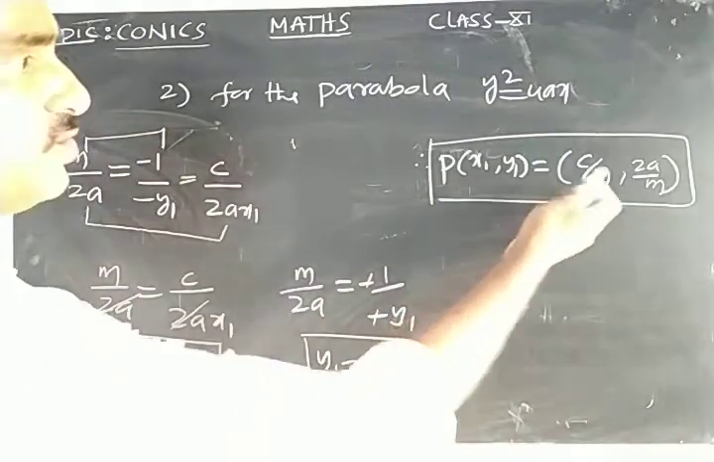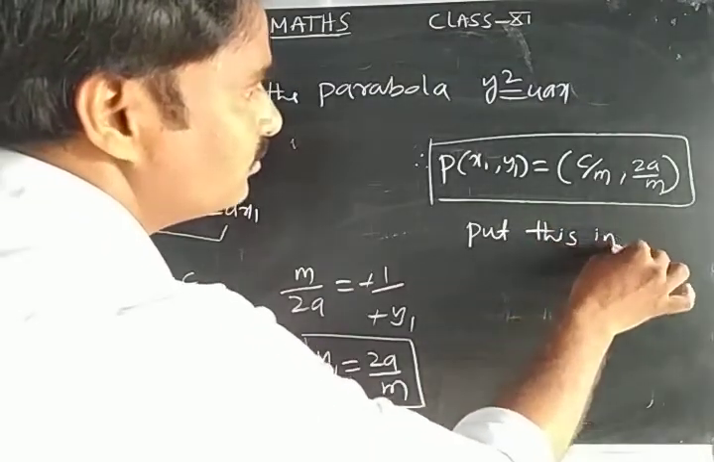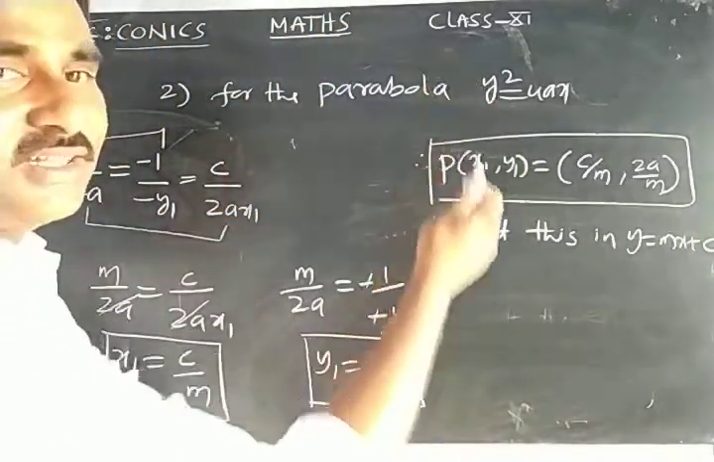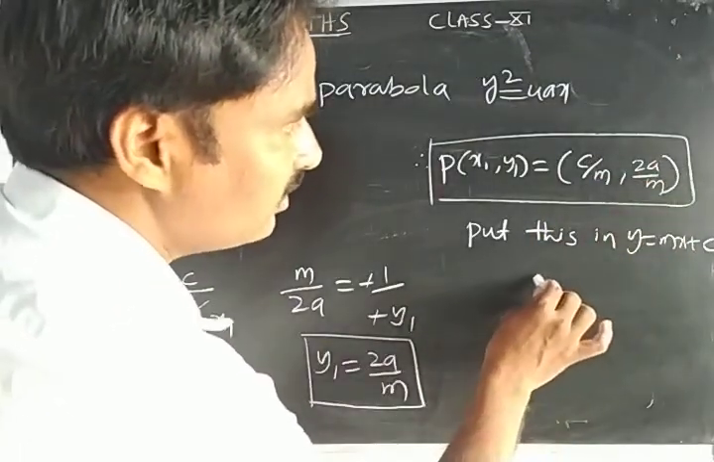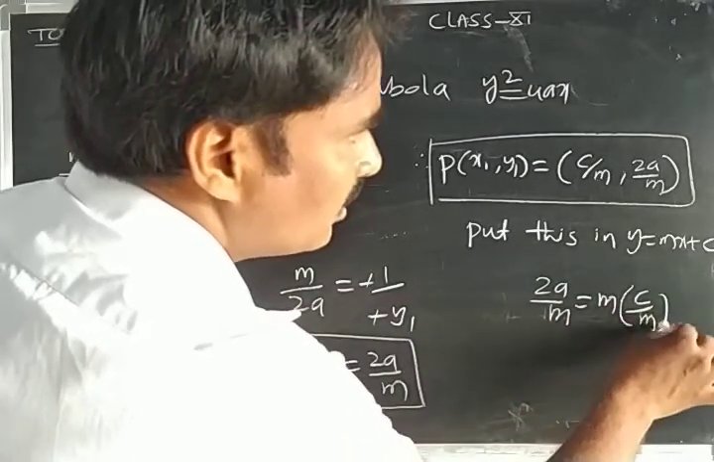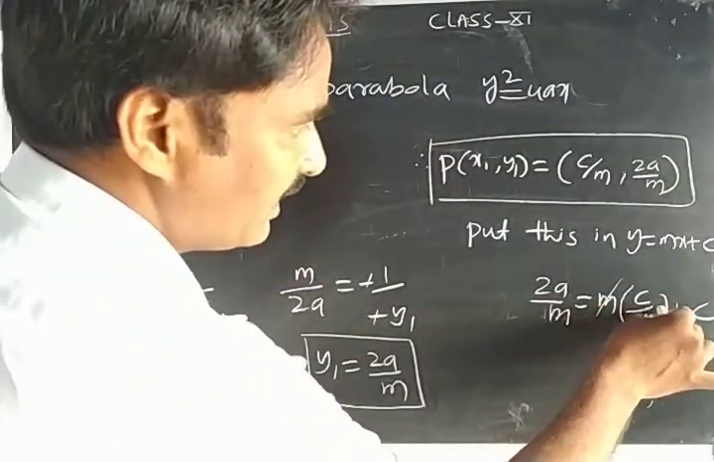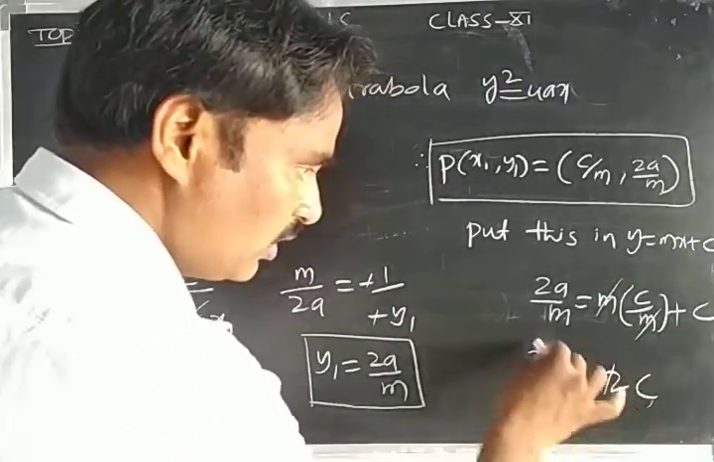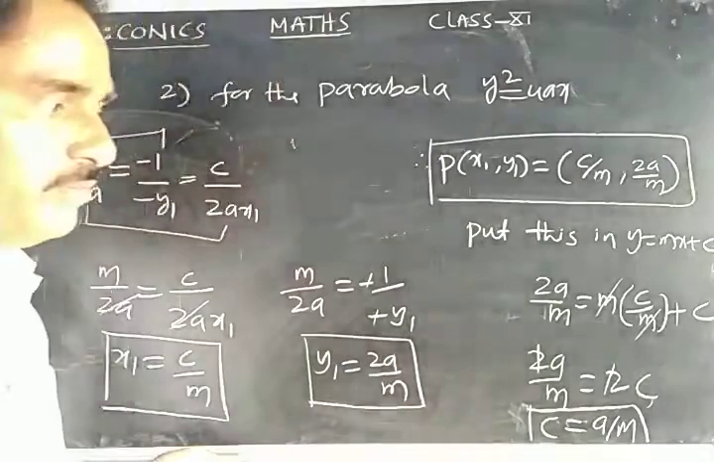To get the condition, you have to substitute, put this in y equal to mx plus c. Why? Because this is a point on the conic as well as on this line equation. Now substitute the y coordinate in place of y, you will get 2a by m equal to m into x, which is c by m, plus c. So here m gets cancelled, 2a by m is equal to 2c, 2 cancels, c equal to a by m.